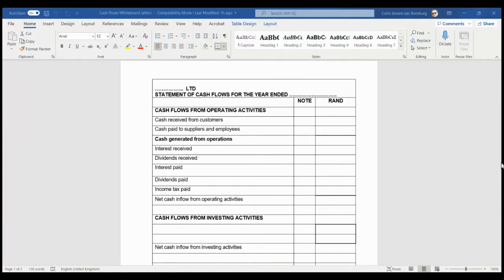There is no income tax expense to eliminate because it's not in there in the first place, right?